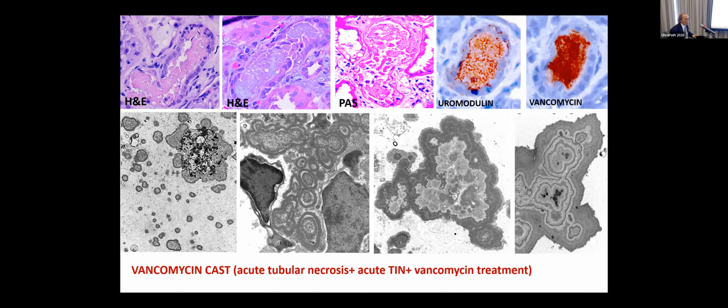Now, the next type of cast we see quite frequently, and I think it is very characteristic, almost pathognomonic for the disease, is a vancomycin cast. We see this very frequently, maybe 10 cases per year, 15 cases per year easily. Actually, it looked like that. When you see uromodulin, the strong staining, and when you do immunostaining for vancomycin, it is also positive. When you do electron microscopy, there is a very characteristic structure, and some of them have beautiful laminated material like this.